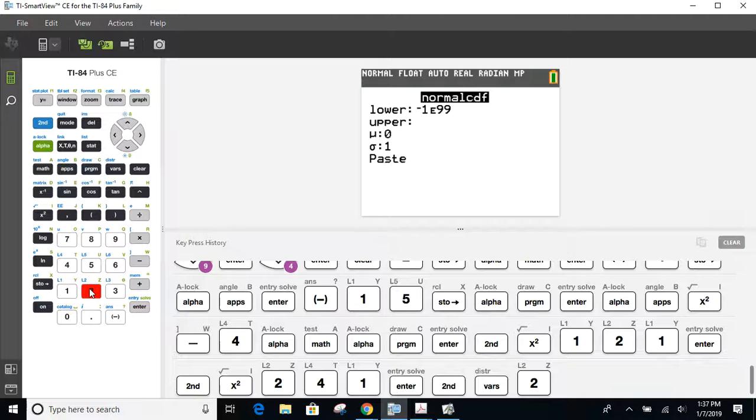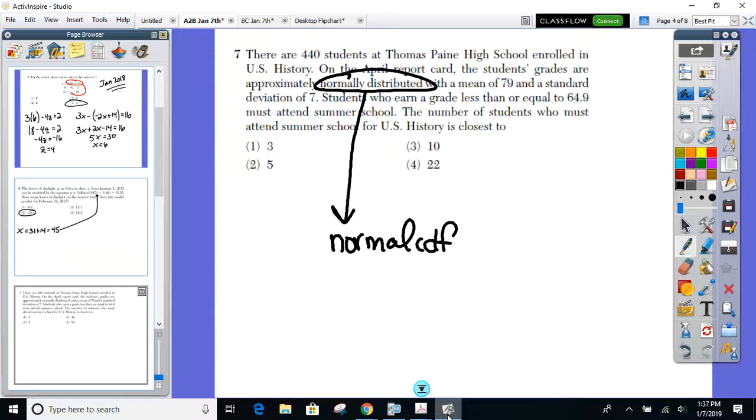So let's read the problem a little more carefully now. I need students who earn a grade less than or equal to 64.9. So what should my lower bound be? Less than or equal to 64.9, so 64.9 or less.